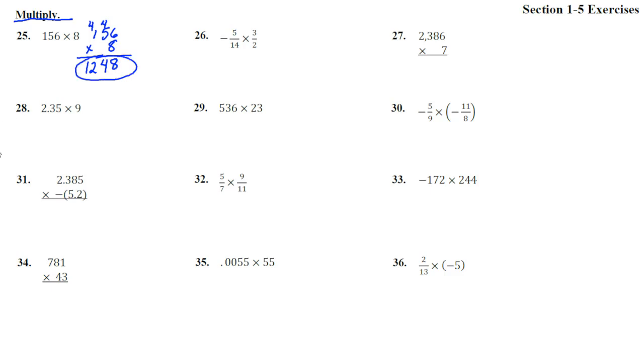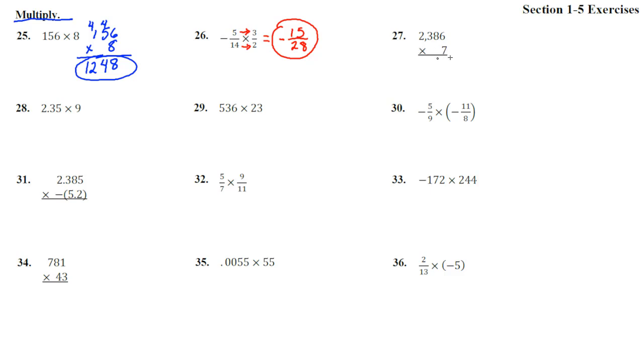Good. Number 26. These are fractions, and we have a negative, so we've got to keep both of those rules in mind. With fractions, we multiply straight across on the top, straight across on the bottom. So 5 times 3 is 15, and 14 times 2 is 28, and then a negative times a positive is a negative. Good. Number 27.